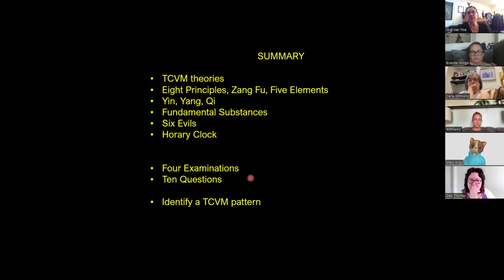We looked at how to use the 4 examinations, our senses of listening, smelling, touching, and observing, combined with tongue diagnosis and our 10 questions to flesh out our Western problem list and add in information that's useful to help us identify a TCVM pattern.